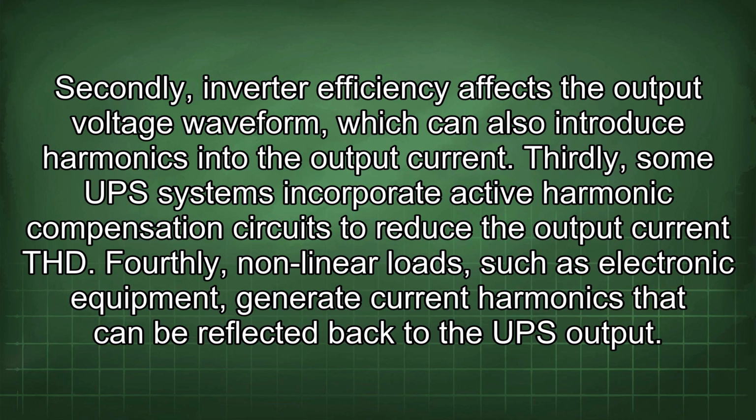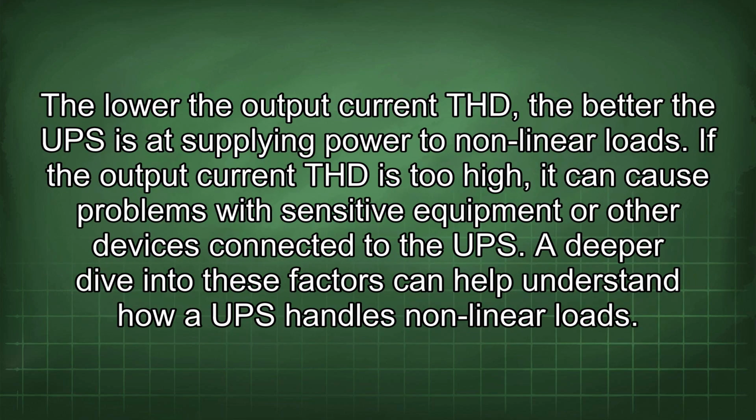Fourthly, nonlinear loads, such as electronic equipment, generate current harmonics that can be reflected back to the UPS output. The lower the output current THD, the better the UPS is at supplying power to nonlinear loads. If the output current THD is too high, it can cause problems with sensitive equipment or other devices connected to the UPS. A deeper dive into these factors can help understand how UPS handles nonlinear loads.